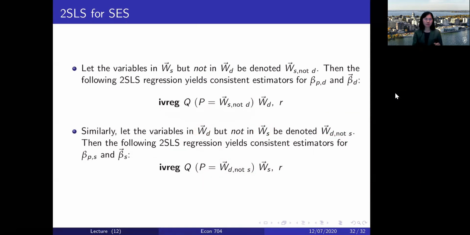Okay. So you see the two-stage least squares estimation is quite useful for solving a bunch of problems. And here we are using it to solve the simultaneity problem in the simultaneous equation system.